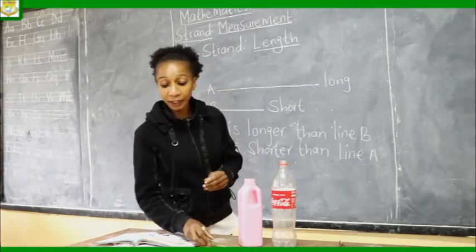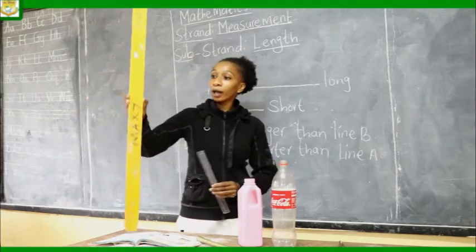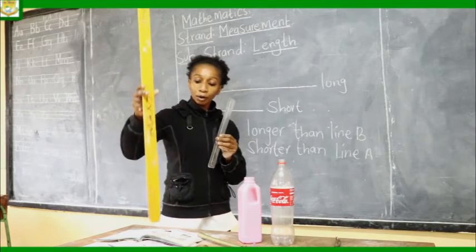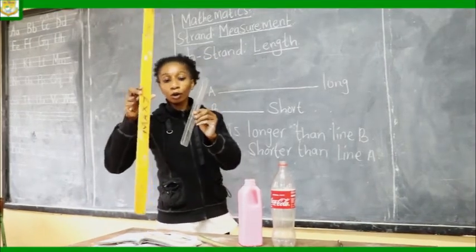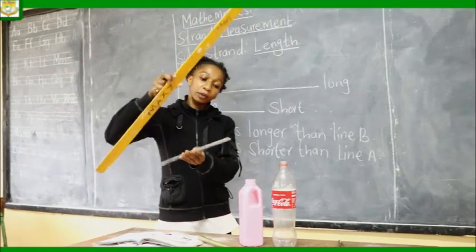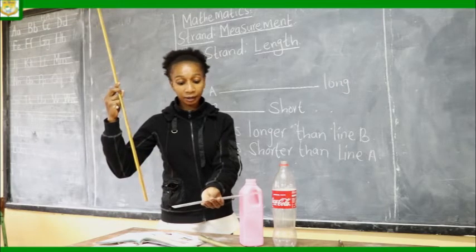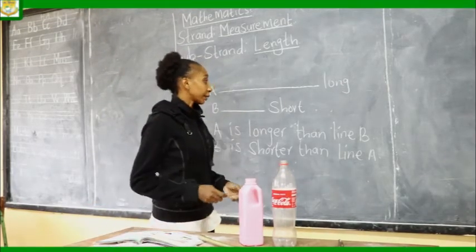The same case applies to our rulers. Here I have two rulers. I have the BB ruler and I have the normal ruler. The BB ruler, or the blackboard ruler, is longer than the normal ruler. When we compare them, you can see that they are not the same size. So that's the reason why we are talking about length.